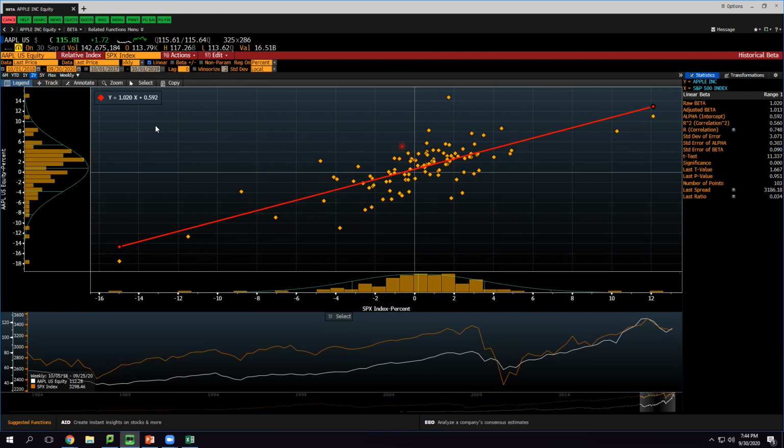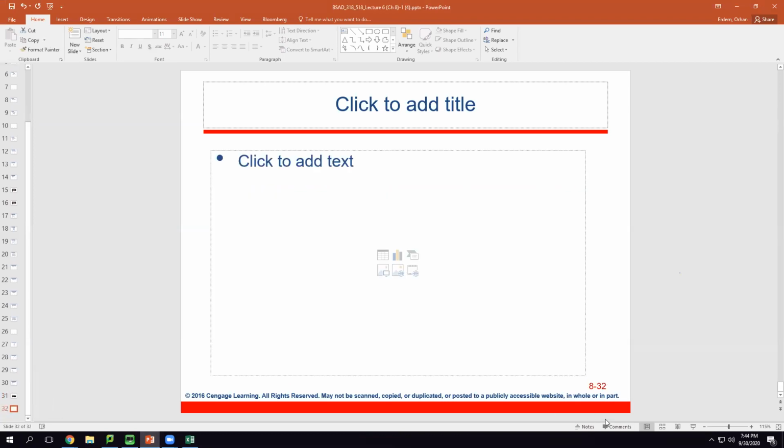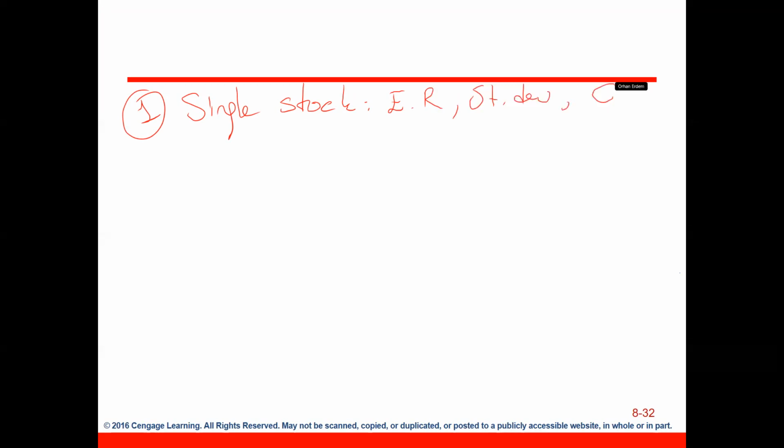So let me wrap up everything here. We talked about three different things. The first one, we talked about a single stock. If you have a single stock, we take a look at expected return, plus standard deviation, and then plus coefficient of variation.